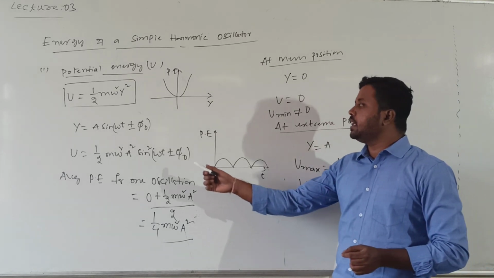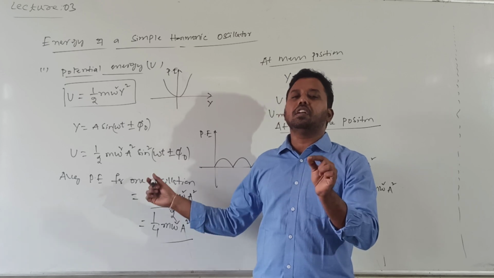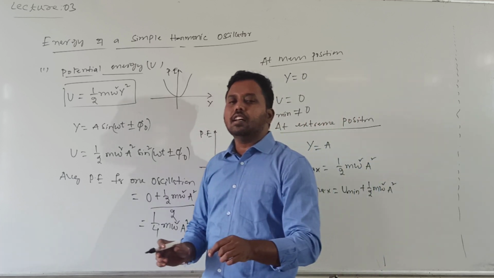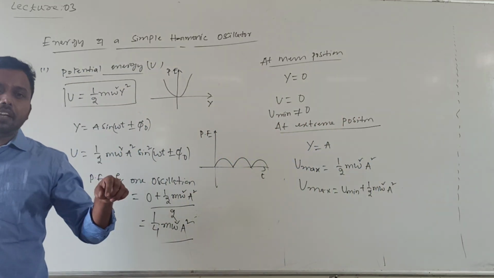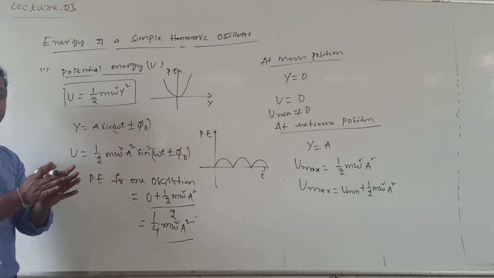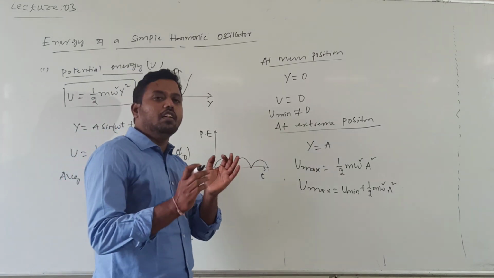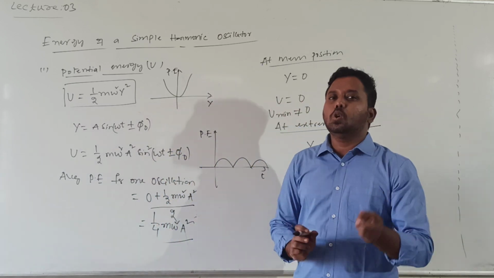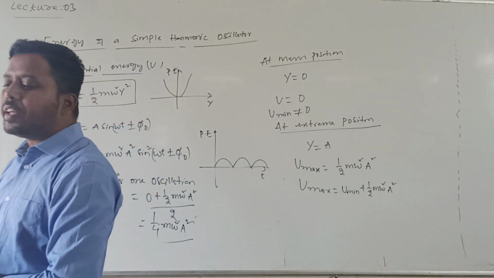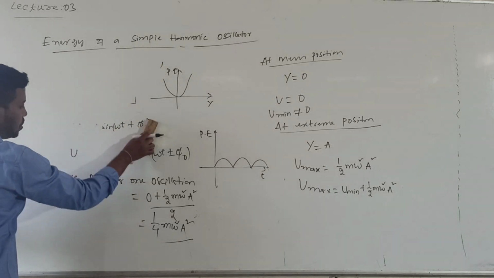Here we can also write sine square of omega t as (1 minus cos 2 omega t) by 2. The frequency of variation of potential energy will be twice the frequency of the simple harmonic oscillator. Are you getting it? The frequency of potential energy will be 2 times the frequency of the simple harmonic oscillator. So this is regarding the potential energy of a particle executing simple harmonic motion.